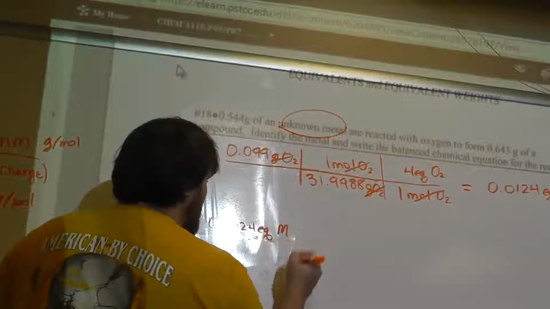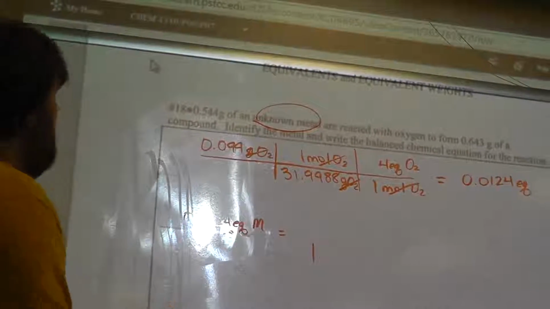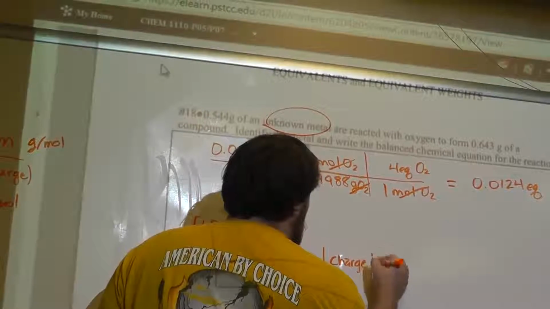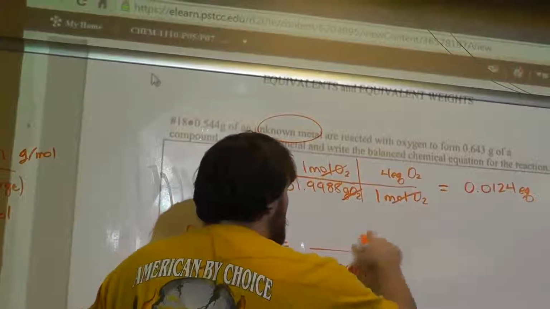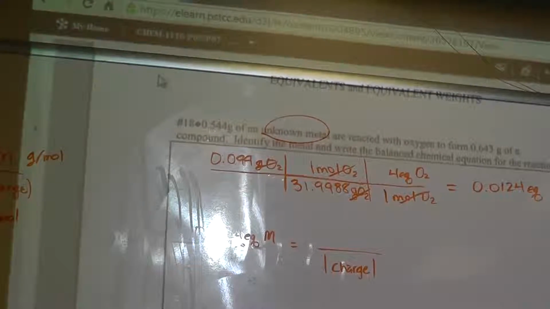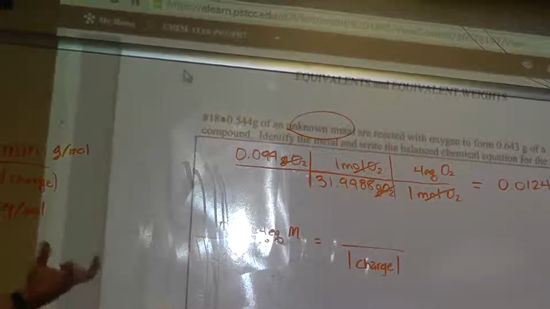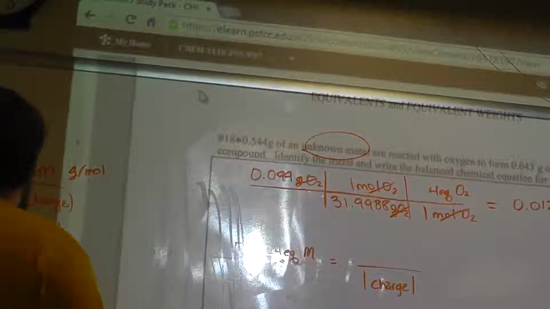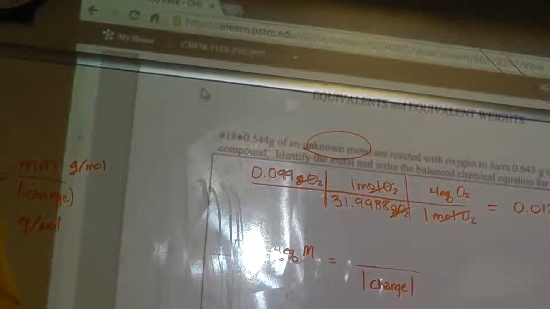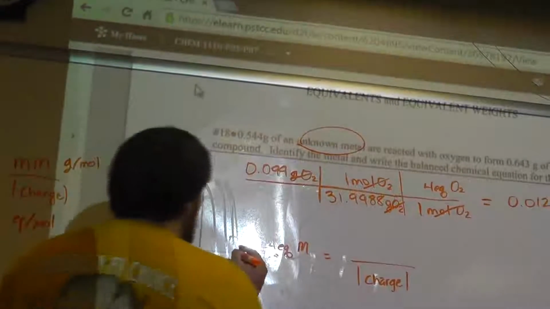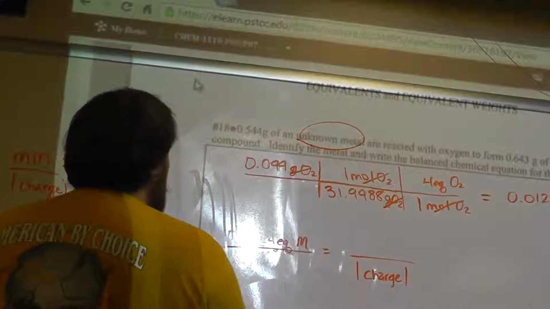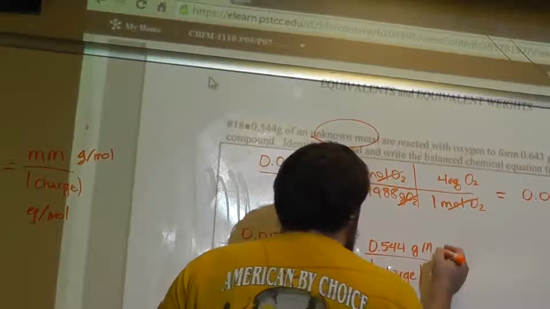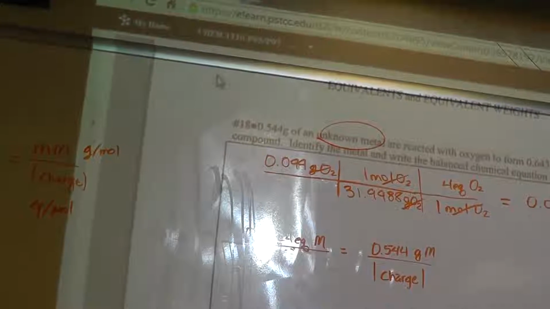So equivalents of your metal. What we're solving for here is the charge initially, right? And that's going to help us solve for the metal and our charge for the metal. So let's see here. We have our mass, and we know our equivalents now, and we can get our metal here. So 0.544 grams. We want to solve for the charge first.